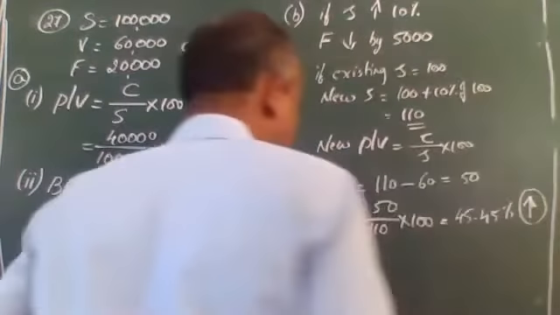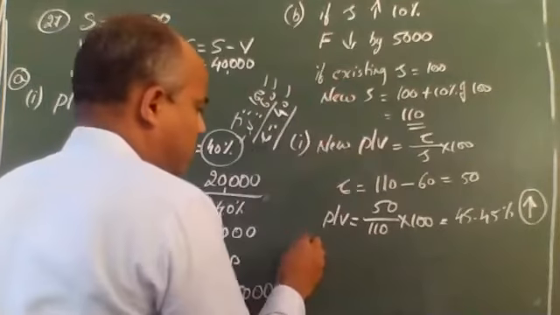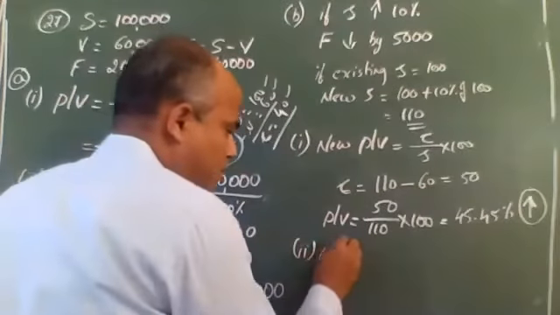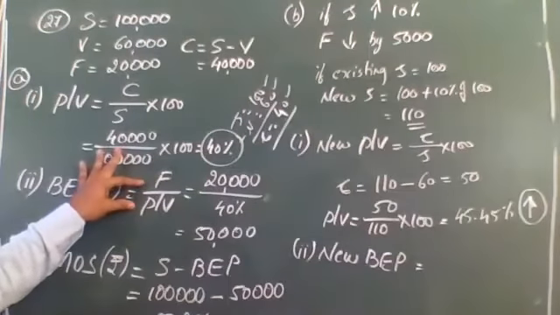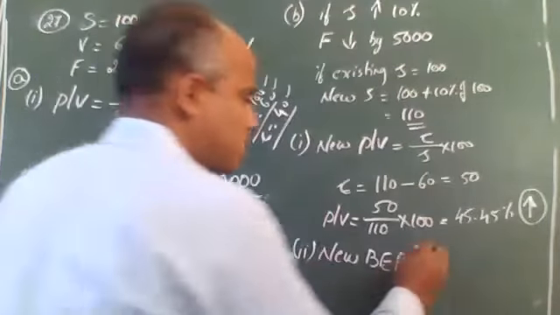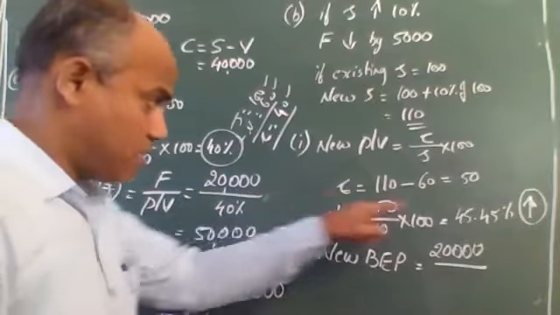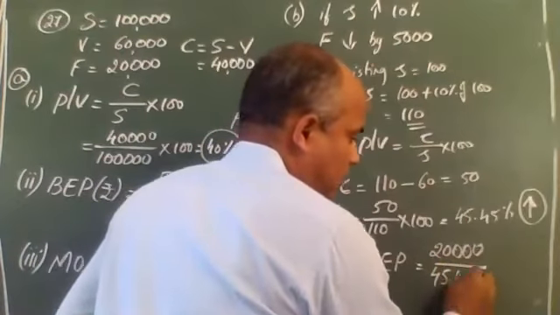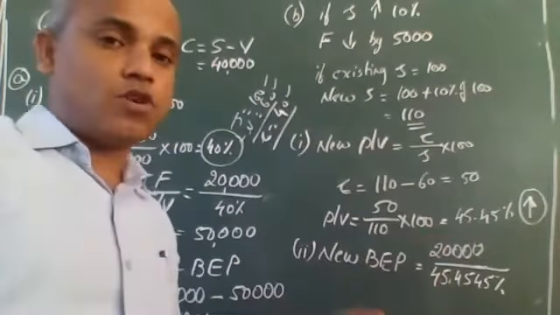Now, what about the break-even point? I think that was the first part. The second part is the new break-even point. So the new break-even point will be fixed cost by PV ratio. Instead of taking the old PV ratio, you will take the new PV ratio. So fixed cost remains constant. It is still 20,000 divided by the new PV ratio. Instead of 40%, I'm going to use 45.4545. Always take 4 digits after the decimal so that your calculator gives you the closest answer.